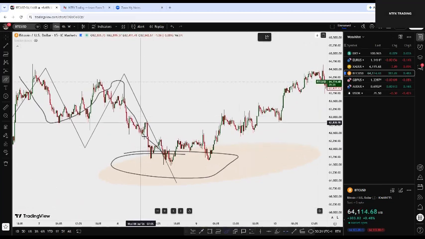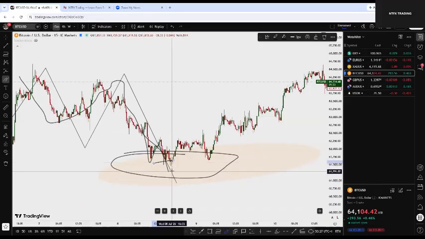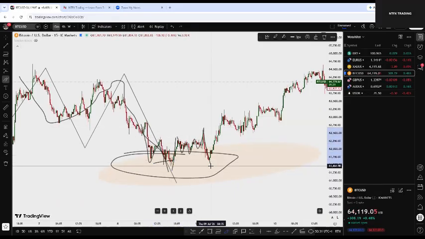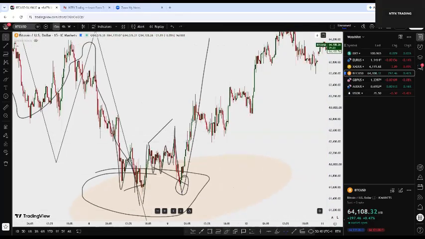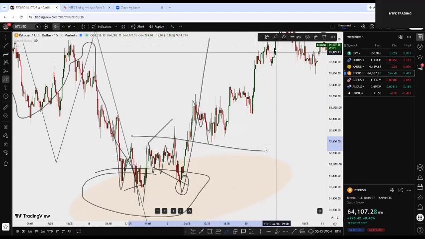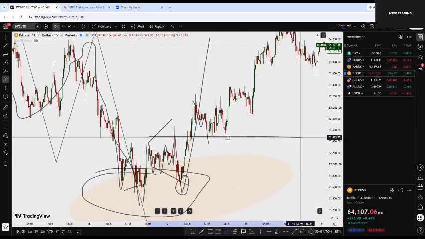You see, liquidity is grabbed, impulse A, B, and C, expanding flat. This is your entry. Boom, to the upside. Can you see? This is your entry to the upside. You broke structure, and this is another corrective structure. But unfortunately, this corrective structure didn't go deep.